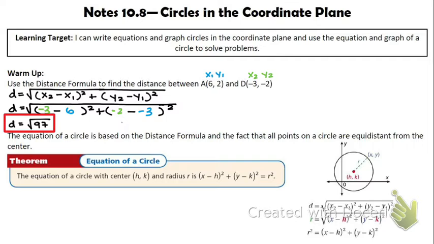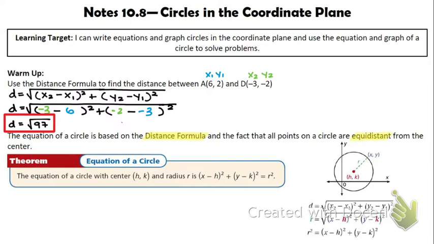Now, the reason that we did that is because actually the equation of a circle is based on the distance formula. Because think about what a circle is. What is the definition of a circle? The definition of a circle is that we have one point and all of the points on our circle are equidistant from that point. So if I can find the distance from that one point, called the center, to any point on the circle, that's going to give me the distance to all of the points because they are equidistant from one another.